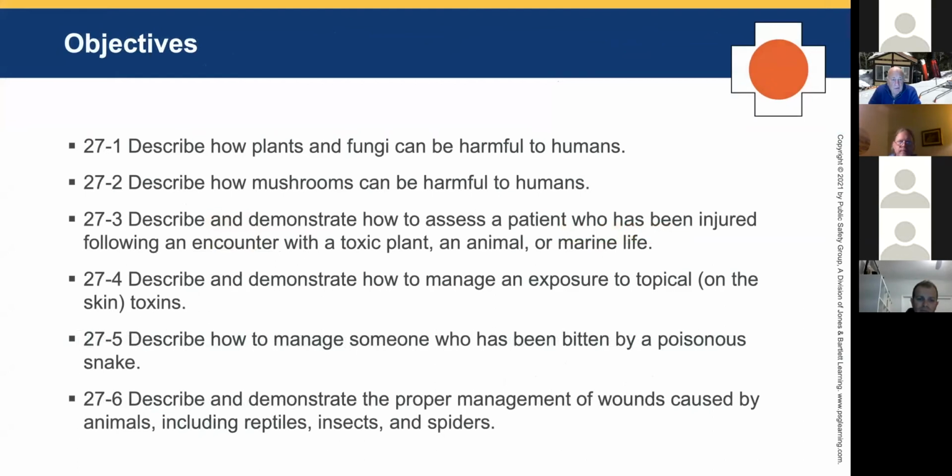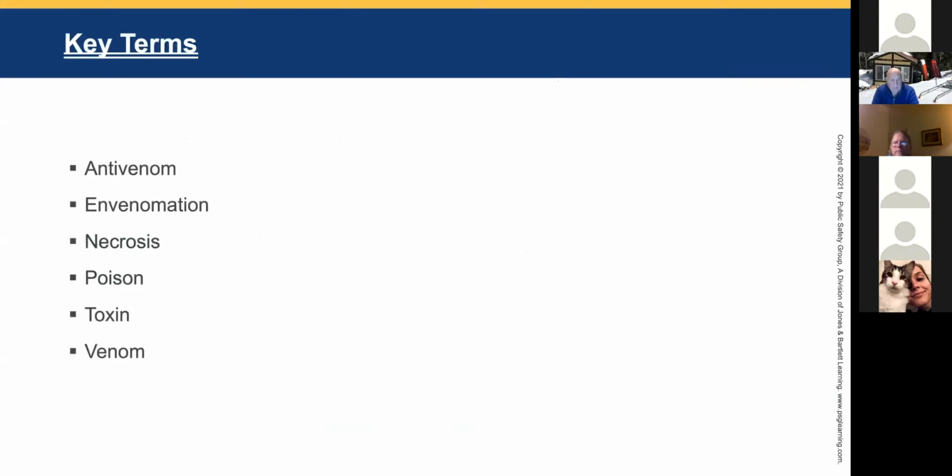What we want to do is describe how plants and fungi can be harmful to humans, describe how mushrooms can be harmful to humans, describe and demonstrate how to assess a patient who's been injured following an encounter with a toxic plant, animal, or marine life, and describe and demonstrate how to manage an exposure to topical on-skin toxins. We want to describe how to manage somebody who's been bitten by a poisonous snake, and describe the proper management of wounds caused by animals, including reptiles, insects, and spiders.